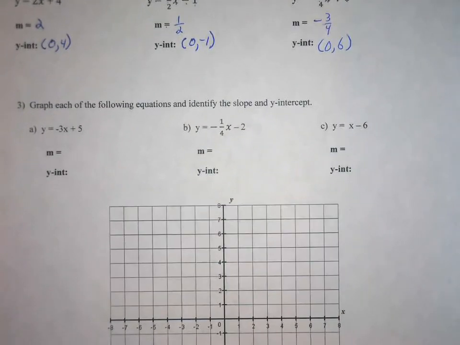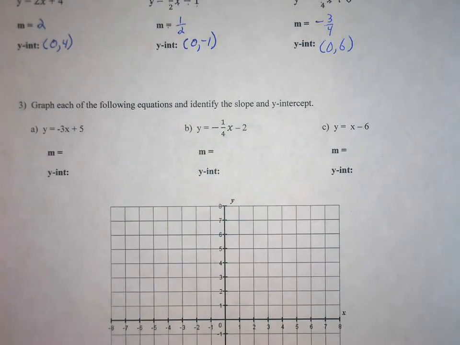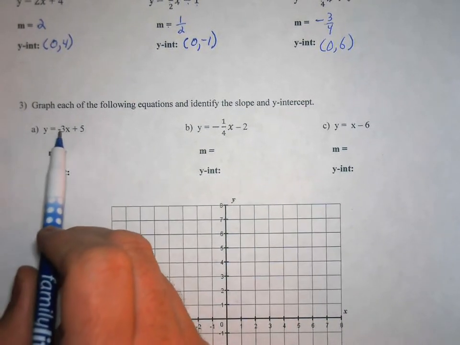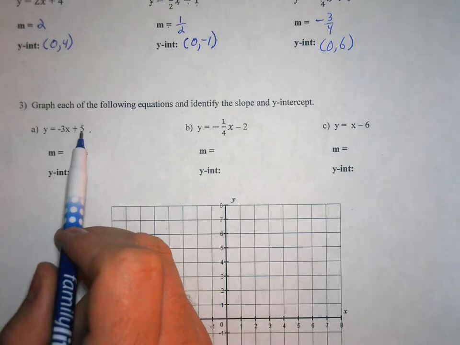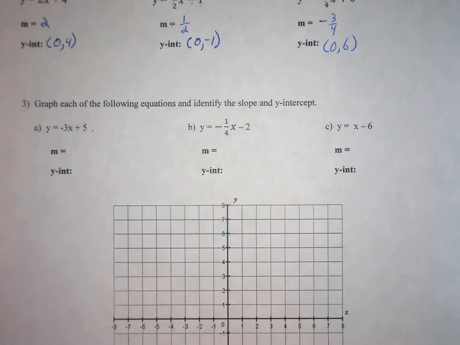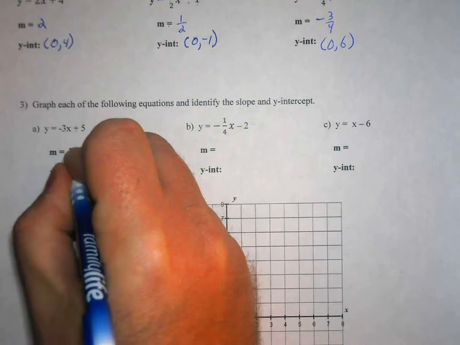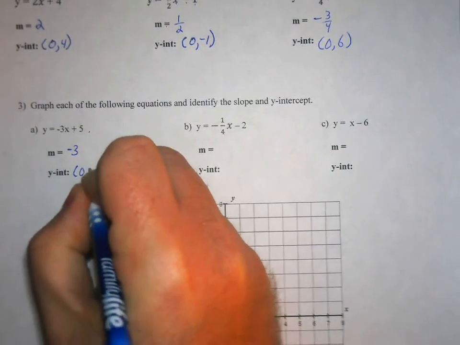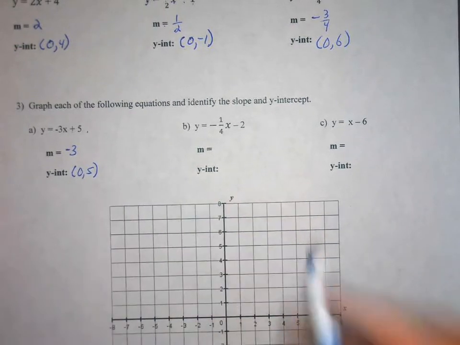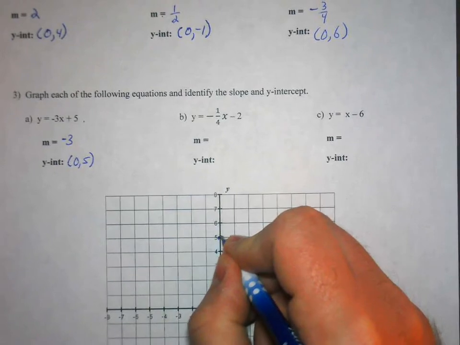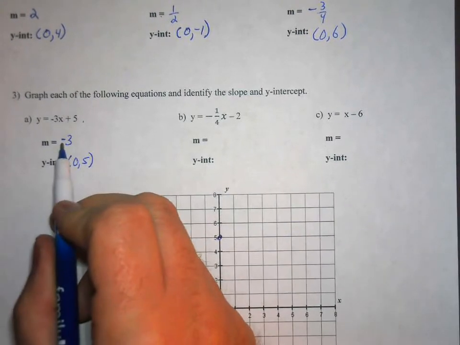So in number 3, it's a matter of graphing the equations and identifying the slope and the y-intercept. What we're transitioning into here is not using a table to plot lines. If we recognize y equals mx plus b form, then we can plot the point and then count the slope from that point. So if the slope is negative 3 and the y-intercept is (0, 5), all we need to do is plot the point (0, 5) so we know where to start. And then from that point, we'll count a slope of negative 3.